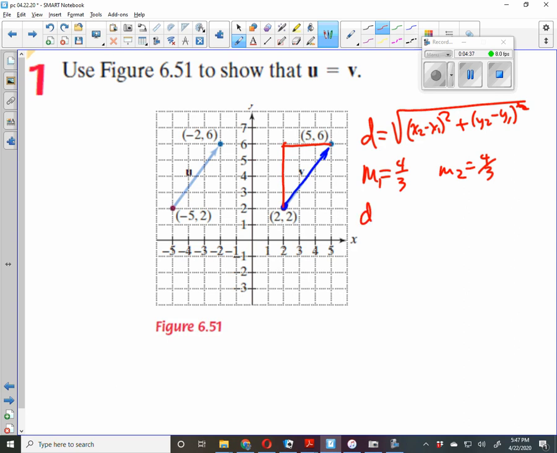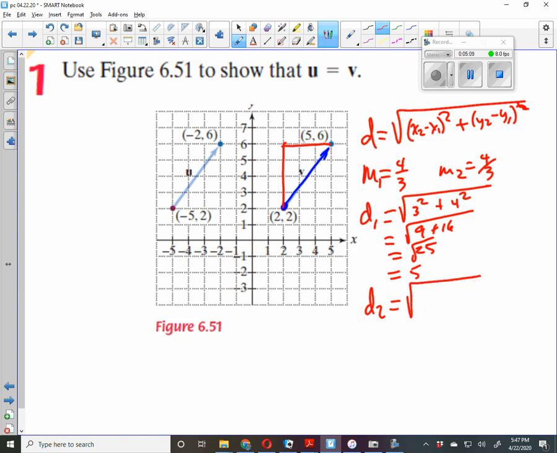What about their magnitude? D1 is equal to the square root of -2 minus -5, which is 3 squared, plus 6 minus 2, which is 4 squared. 9 plus 16 is 25, and the square root is 5. D2 is the square root of 5 minus 2, which is 3 squared, plus 6 minus 2, which is 4 squared, and you can see already that that's going to be the same answer. So not only can you see it visually, but you can see it arithmetically.